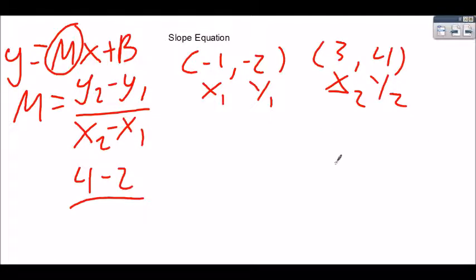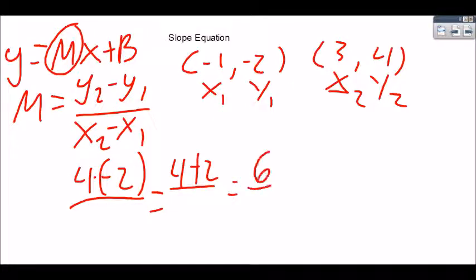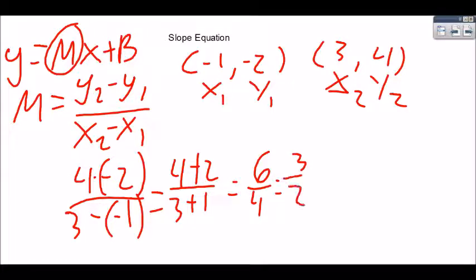Okay, so let's plug them in. So I have 4 goes in here. And then I would normally put -2 in for here, but because my equation says minus, it's minus -2, which is the same as 4 plus 2, or 6. So let's do the bottom. x2 minus x1, which equals -1, and I get 3 plus 1, or 4, and I get 3/2 as my slope.